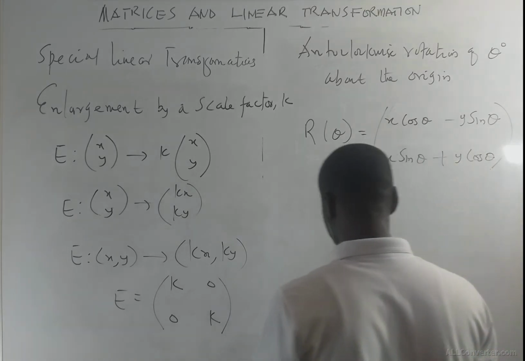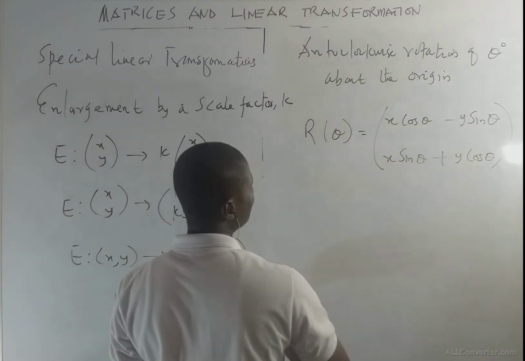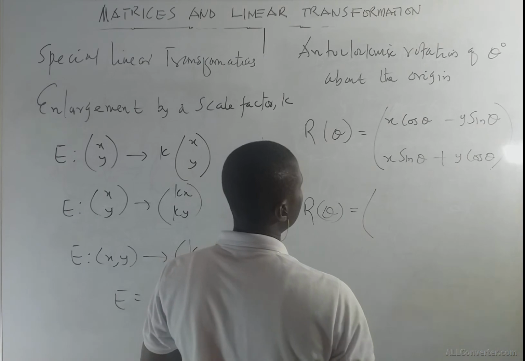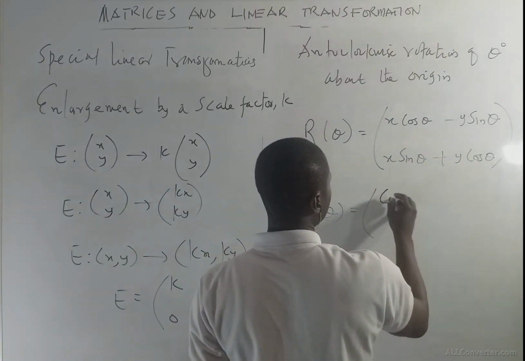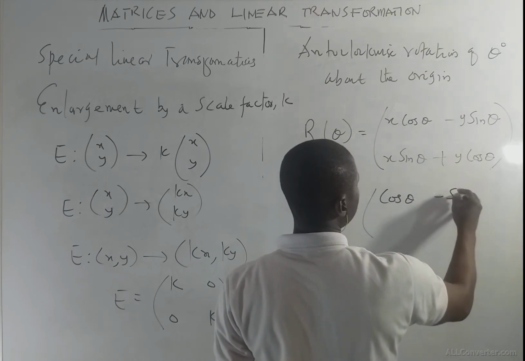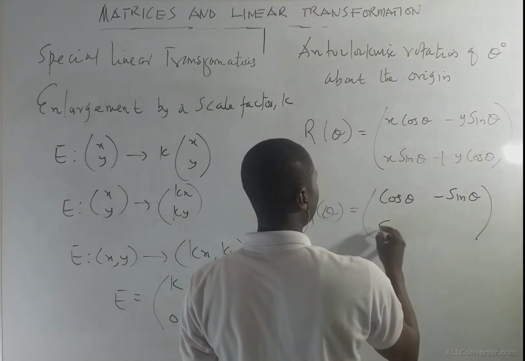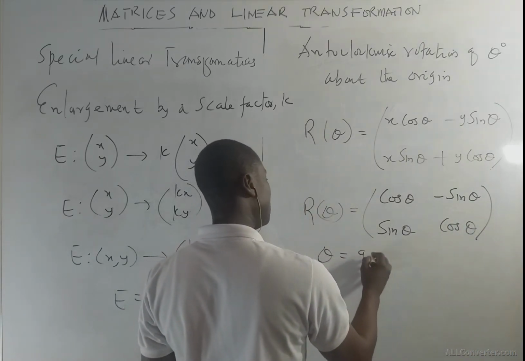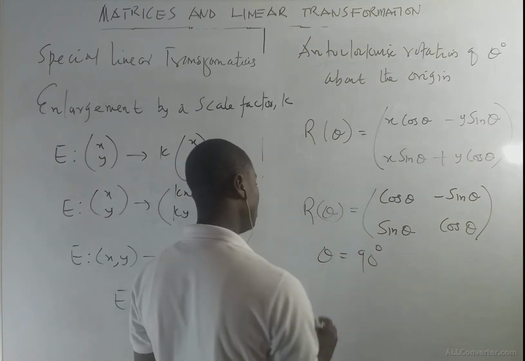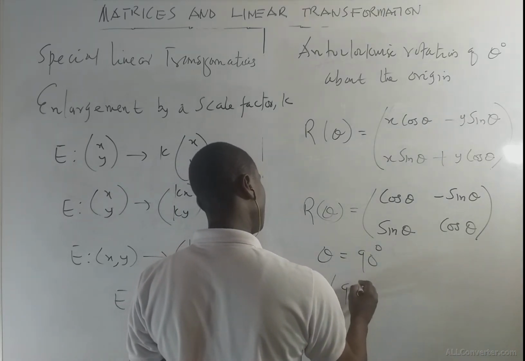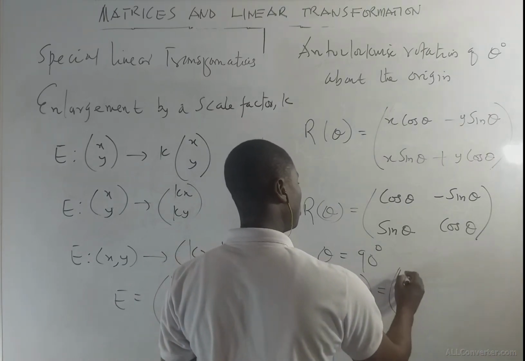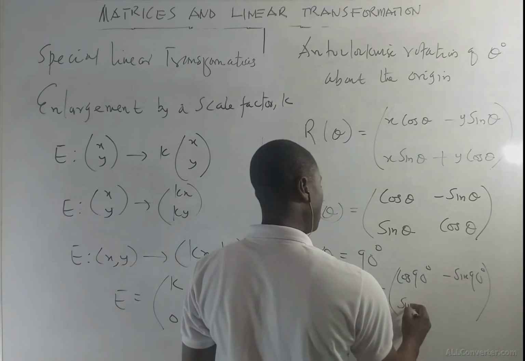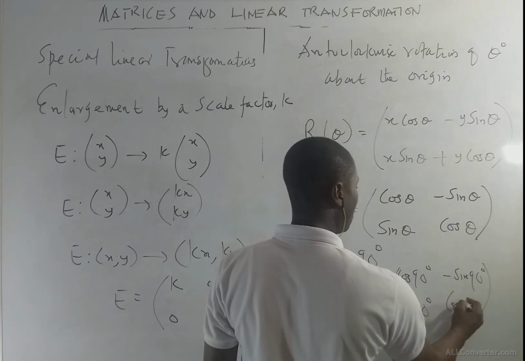cos theta. So if you want to write down the matrix, then R of theta will be equal to cos theta here, then minus sin theta there, then sin theta here, then cos theta here. This will be the matrix. So let's assume that we are given anti-clockwise rotation of 90 degrees about the origin. Then the matrix for the rotation will be cos 90 degrees, minus sin 90 degrees, sin 90 degrees, and cos 90 degrees.